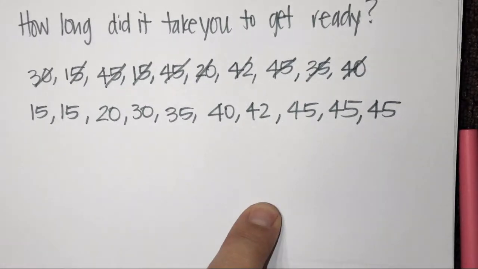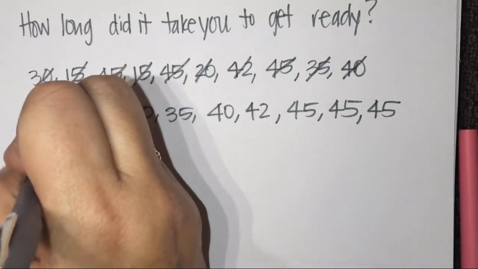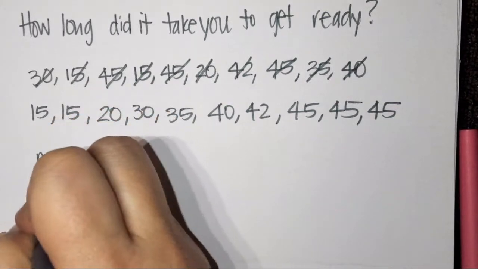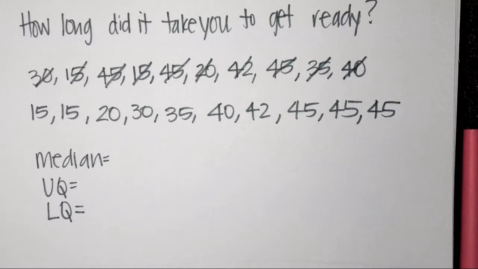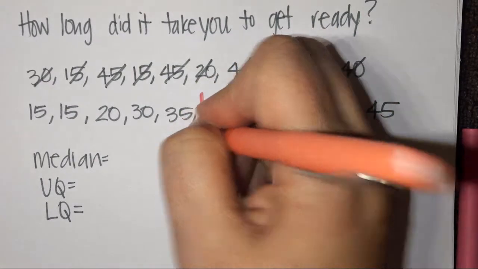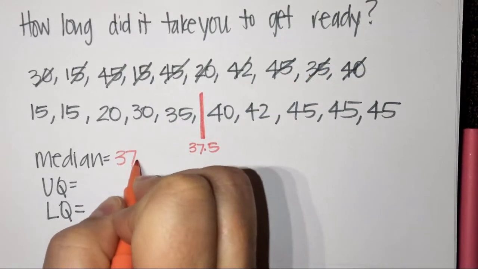Again, to create our box and whisker plot, the 3 values I'm most concerned with are our median, upper quartile, and lower quartile. So those are the first 3 values that I want to find. So what would my median of this set of numbers be? 37.5. Okay, because it falls between 35 and 40, so excellent. You said 37.5? Yes, ma'am. Okay, so our median is 37.5.